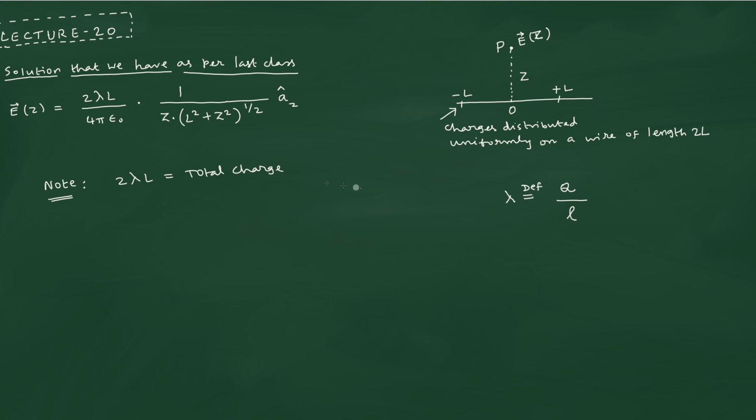Now in our problem, see how you get 2 lambda into L. It is actually lambda into 2L, because 2L is our total length. So in our problem, this small l equals 2L. Therefore we can understand 2 lambda L as the total charge that is present in the system. So we have a total charge Q present here, and then you have some expression which depends on both the length of the charge distribution as well as the distance at which you are going to calculate the electric field.